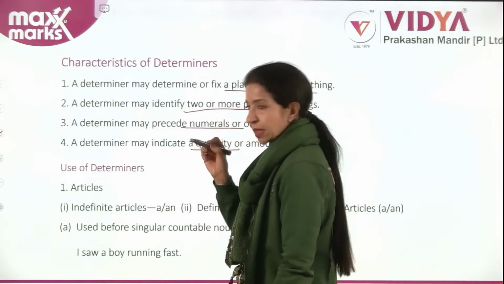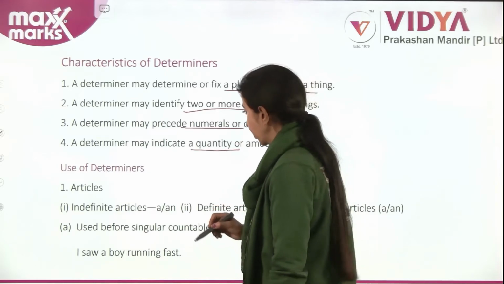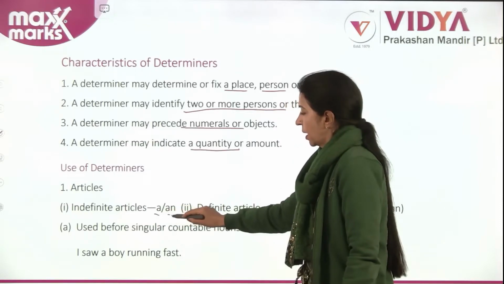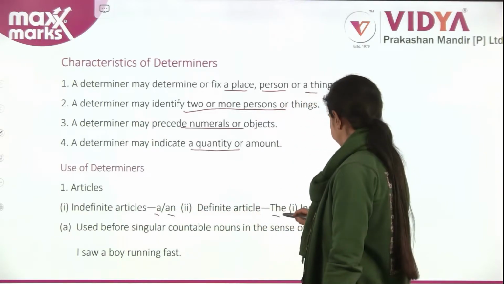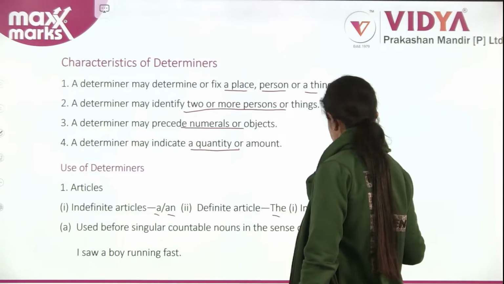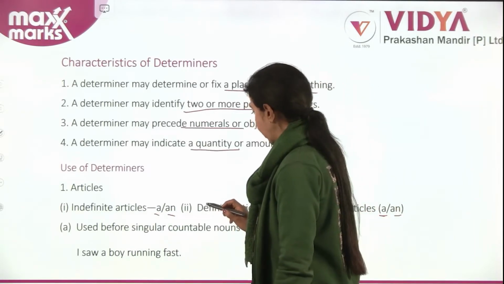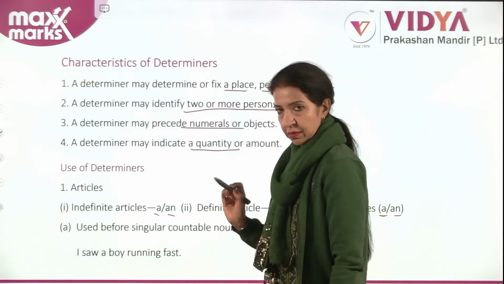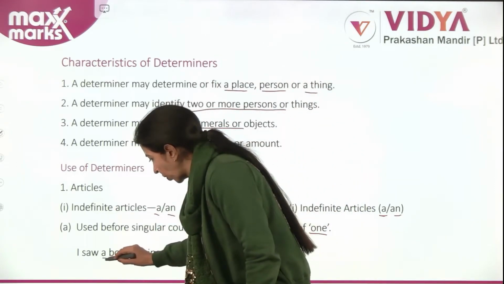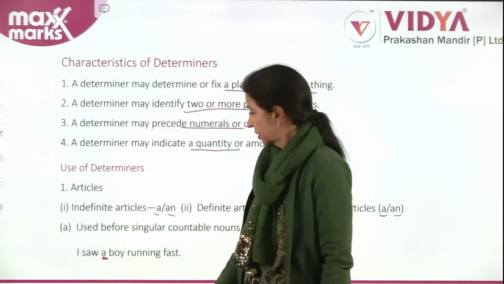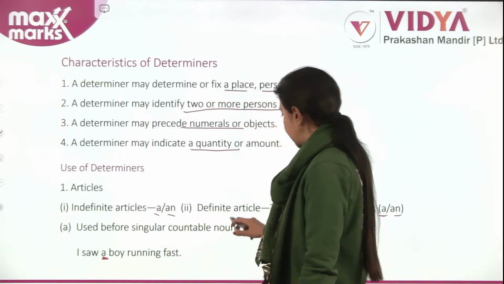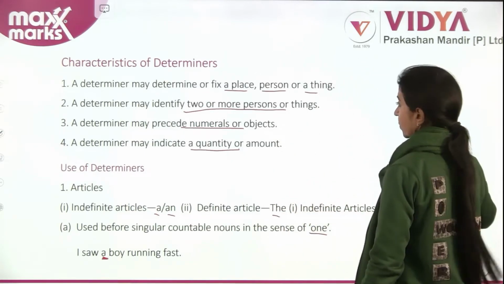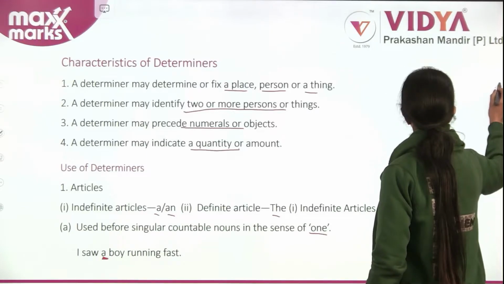Now, let us look at the usage which is actually required by you. Articles, indefinite articles: a, an. Definite is the, indefinite a, an. Now, used before singular countable nouns in the sense of one. I saw a boy running fast. Singular countable nouns in the sense of one. So, we've used that indefinite article a.